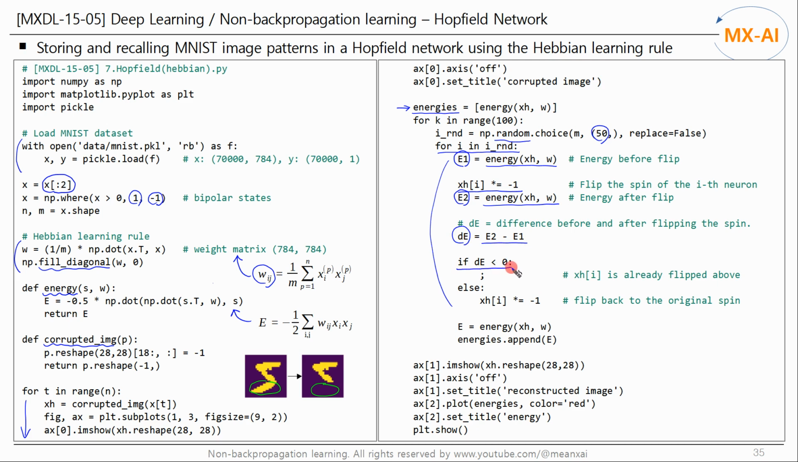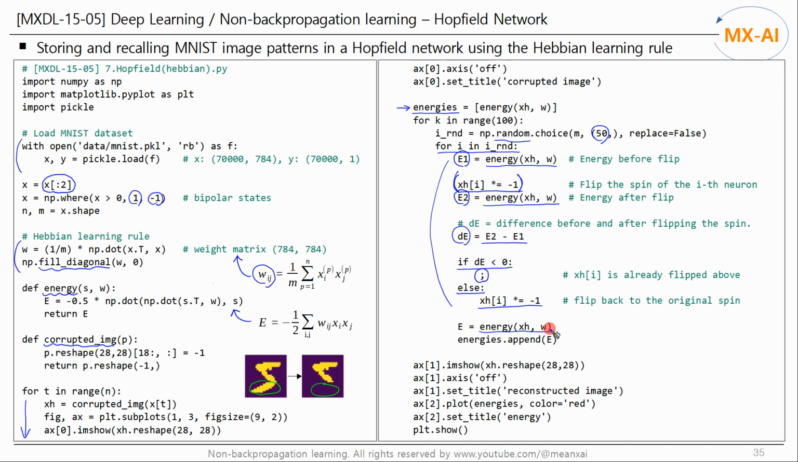If delta E is less than 0, the energy has decreased due to the flip, so the state is flipped. The state of this neuron has already been flipped above, so we do nothing here. If delta E is greater than 0, the energy has increased due to the flip, so the state does not flip. The state of this neuron has already been flipped above, so here we flip it back to its original state.